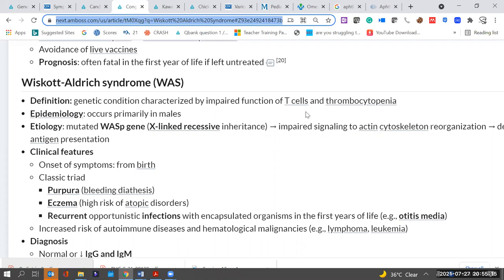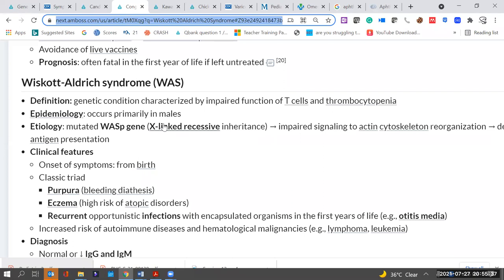But B lymphocytes are the ones which convert into antibodies and attack the antigen. T lymphocytes are the supporting cells. They can cause cytotoxicity, and they help the B lymphocytes. They are called helper T cells and cytotoxic T cells. So whenever you find that T cells are not working properly and platelet deficiency is there together, you will think about this one.